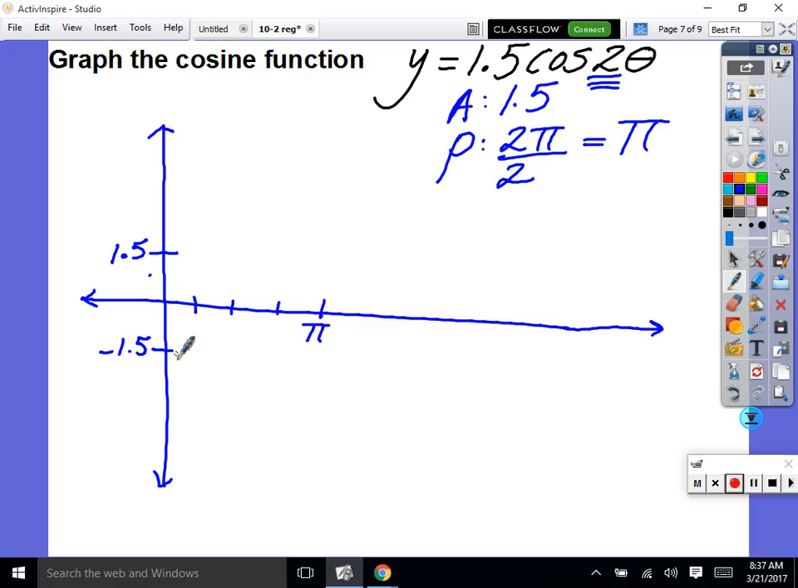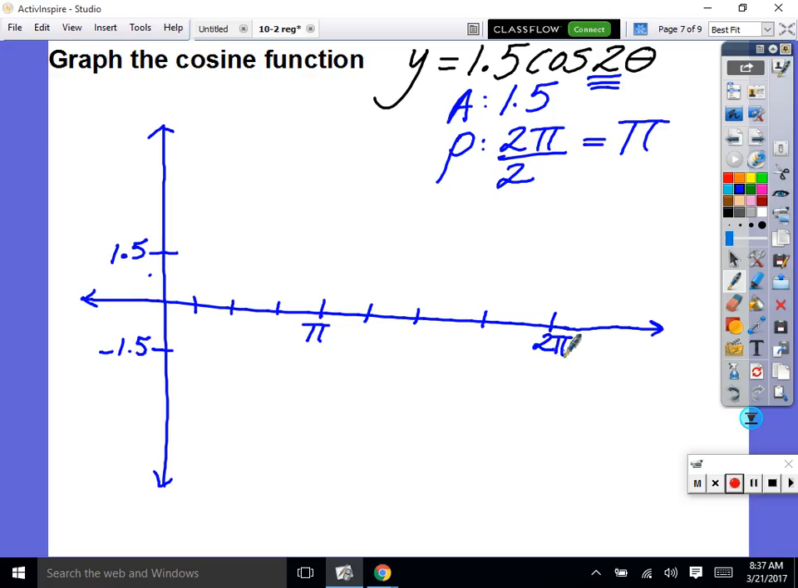0, and so on. Everybody good? Then we're going over, since I'm having you draw 2 cycles, we're going to draw in another 4 tick marks. 1, 2, 3, 4. Pi in length plus another pi in length will put me at 2 pi.